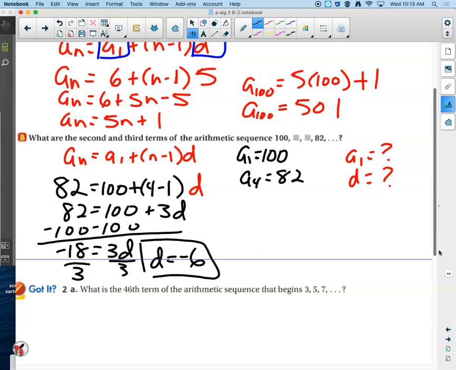sub 1 and D. And I'm going to have a coughing fit if I don't get a drink here. All right, so a sub n equals, we knew a sub 1 before we even started. That was 100. Plus n minus 1. What do we get for D?